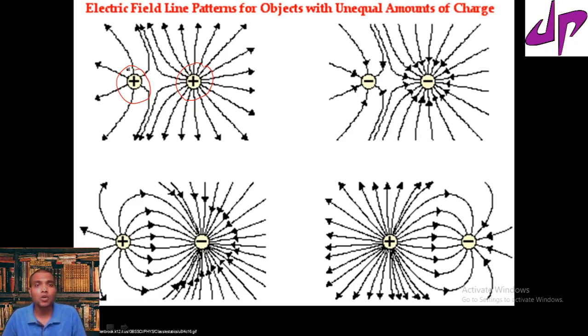If the charge quantity is more, obviously the electric field strength is more. So depending upon the charge quantity, we need to represent the electric field lines. If the charge is more, electric field strength is more. So these are the 4 different examples for the unequal amount of charges.